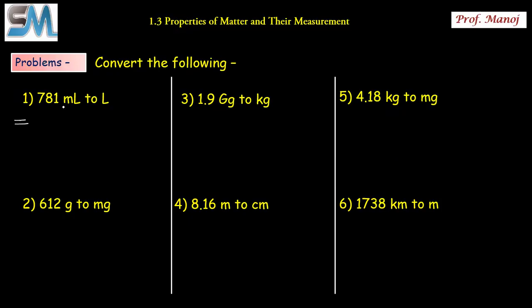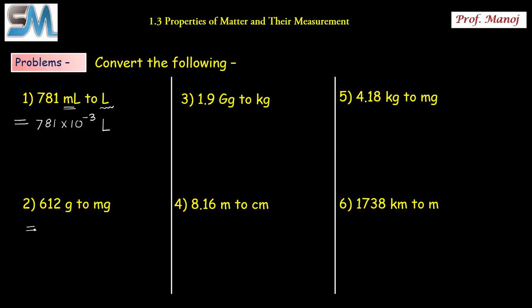Problem number 1. They are asking us to remove the prefix milli and just make it into liter. So what is meant by milli? If you remember, it's 10 raised to minus 3. So instead of milli, I have written 10 raised to minus 3 followed by liter. That's all, my conversion is done.